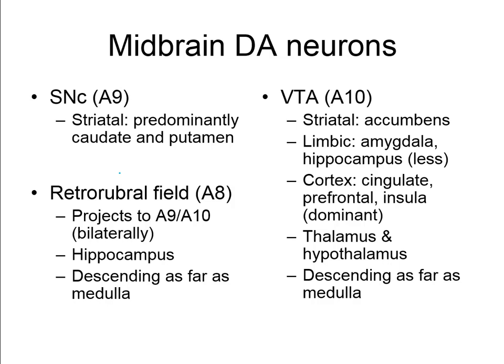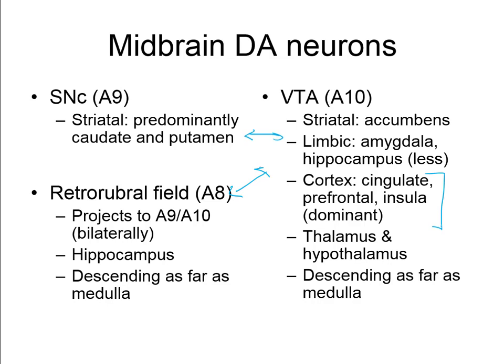Hippocampus, okay, is mostly covered by retrorubral. So we've got some dichotomy. Hippocampus and amygdala are split here, between these, okay? Striatum is split between these, okay? And cortex is almost exclusively covered by the VTA.